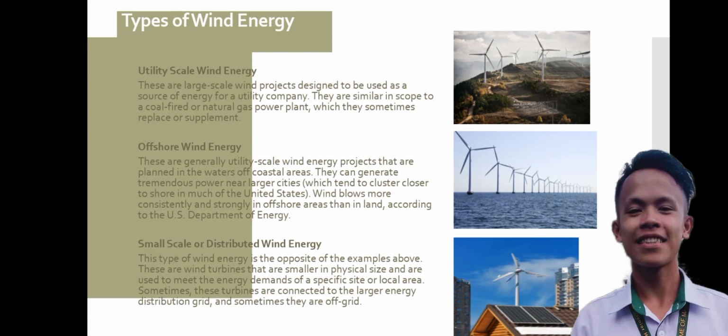The third one is small wind energy or distributed wind energy. This applies to wind turbines below 100 kilowatts that are used to directly power a home, farm, or small business that is not connected to the grid.